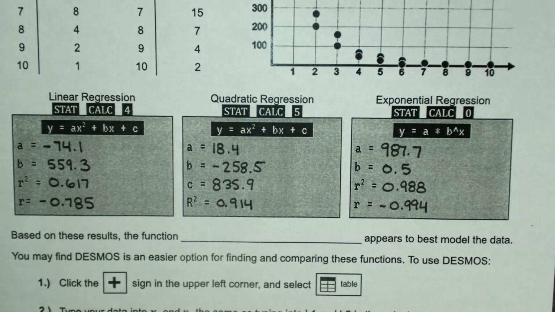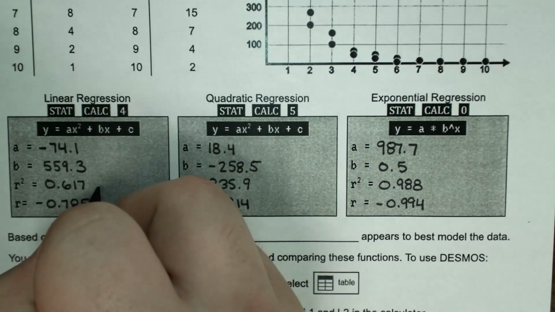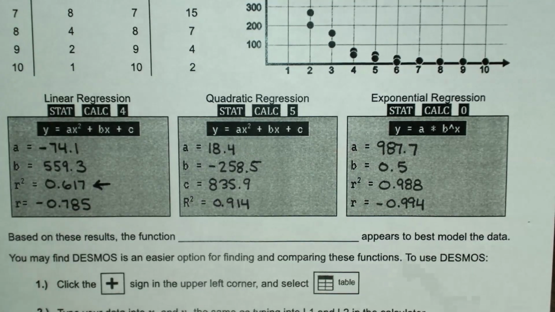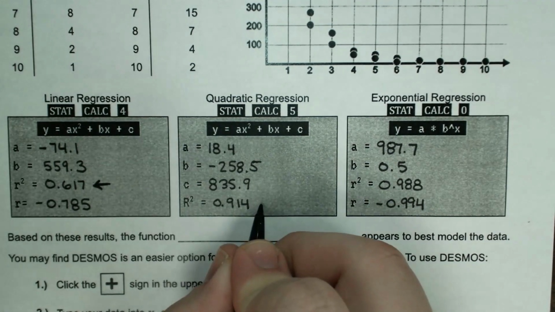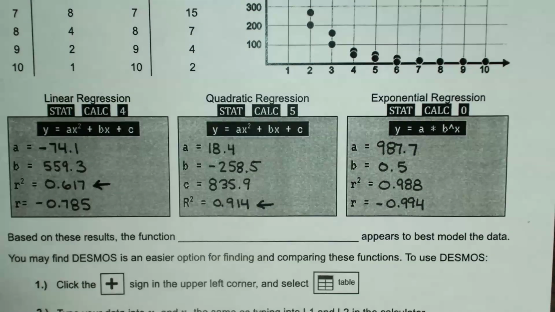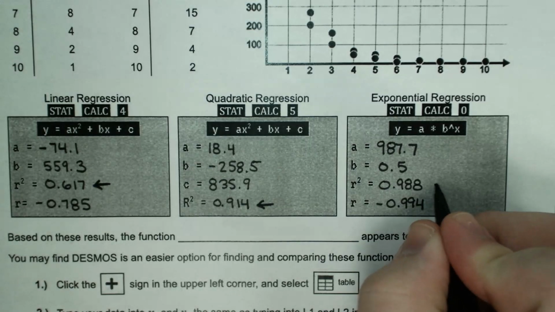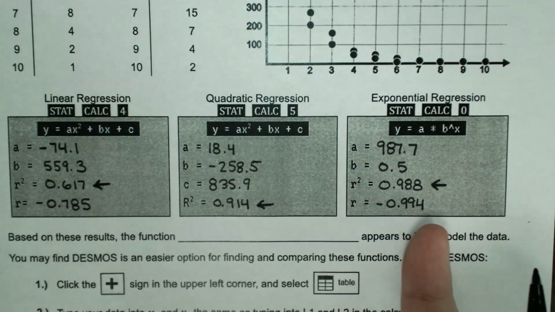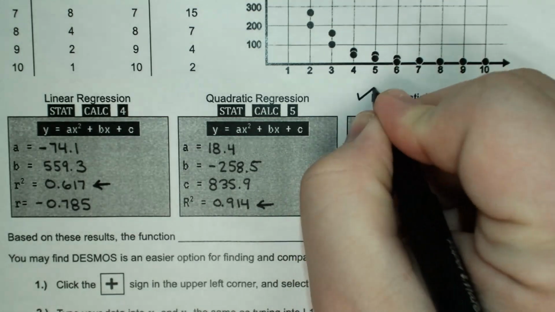Okay, so what do we do with all these numbers? Looking at the R squared values for linear, 0.617 basically means that this is about 61% accurate for a linear model. For quadratic, 0.914, approximately 91% accurate if modeled by quadratic. For exponential, 0.988, approximately 98.8% accurate. Of those three, the most accurate model is an exponential. So we're going to go with exponential.